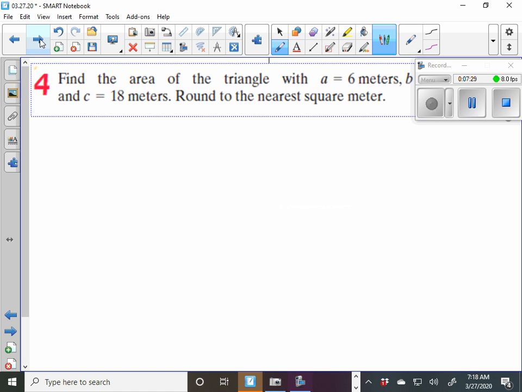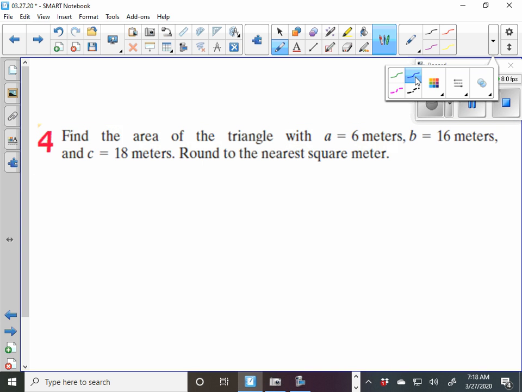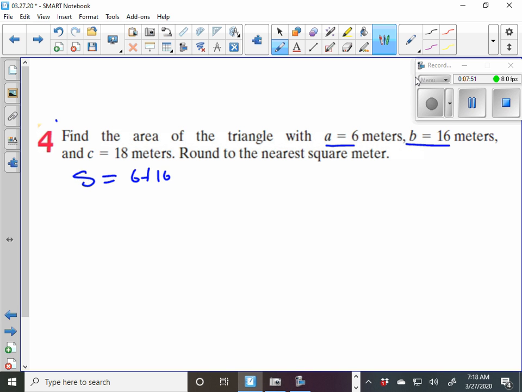So let's take a quick look at a problem here. We are again trying to find the area. We are given all three sides. First thing we've got to do is find s, which is 6 plus 16 plus 18 divided by 2. That equals 20.